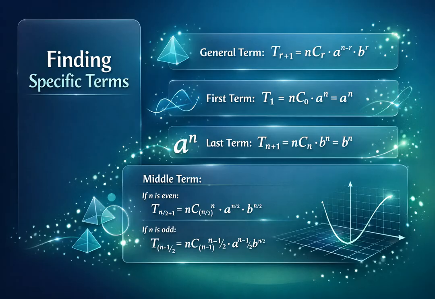To find specific terms, use the general term formula. T subscript r plus 1 equals nCr times a to the n minus r times b to the r. The first term, t1, equals a to the n. The last term, t subscript n plus 1 equals b to the n. Middle terms depend on whether n is even or odd.